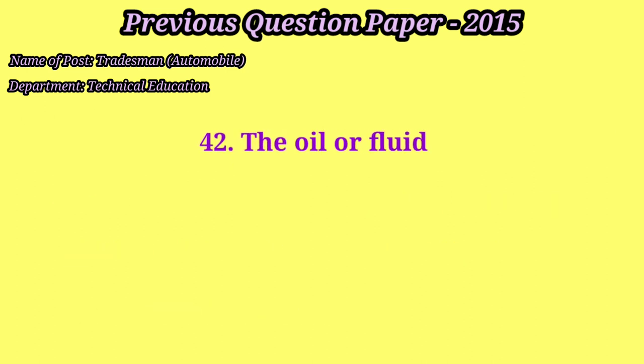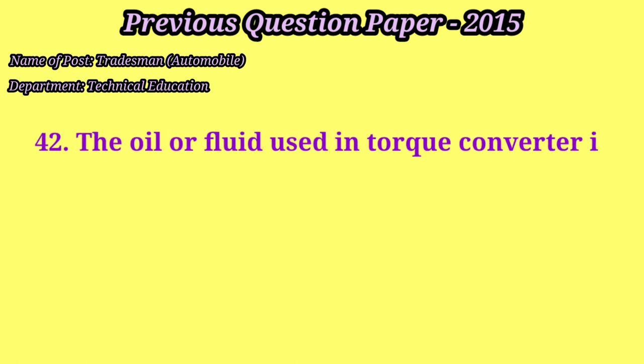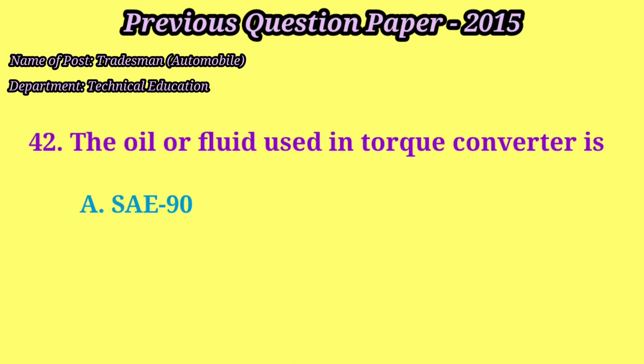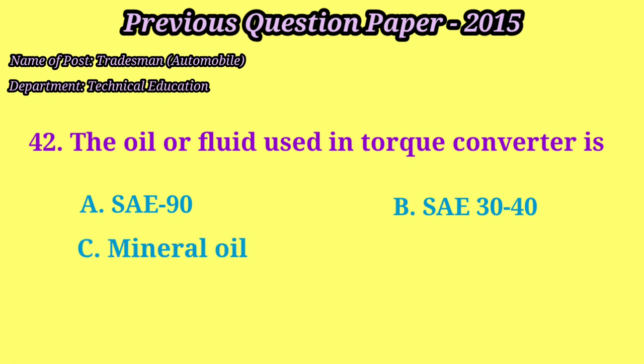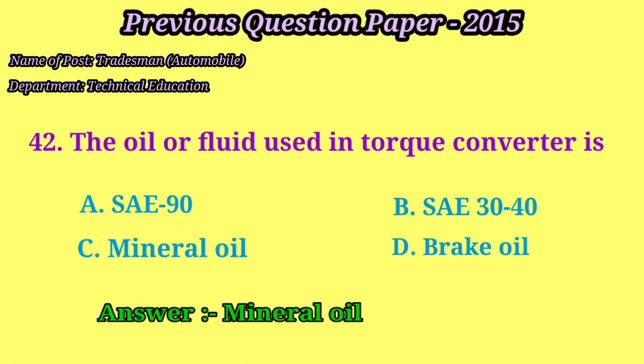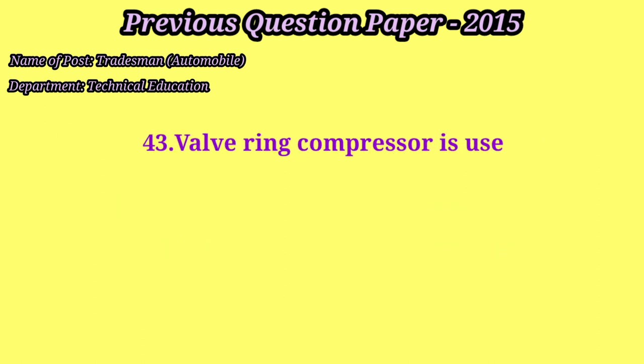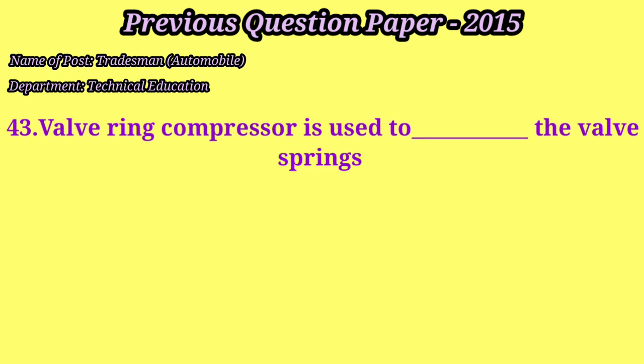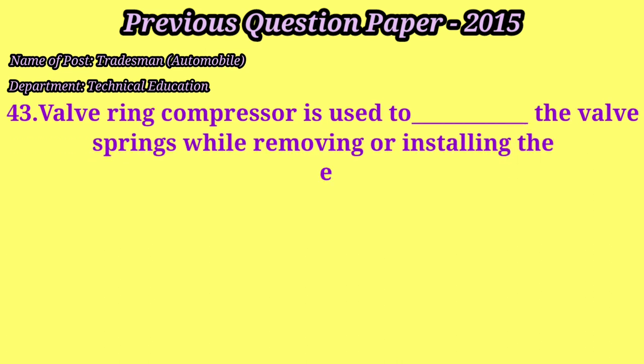42. The oil or fluid used in a torque converter is: A. SAE 90. B. SAE 30-40. C. Mineral oil. D. Brake oil. Answer: Mineral oil.